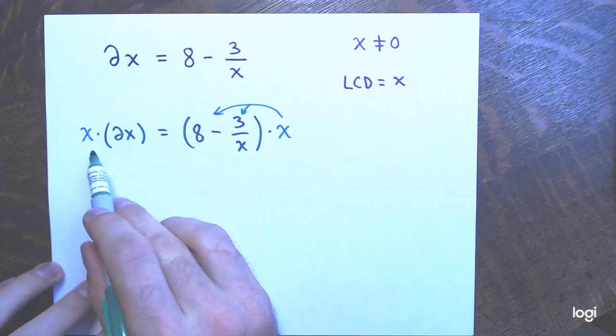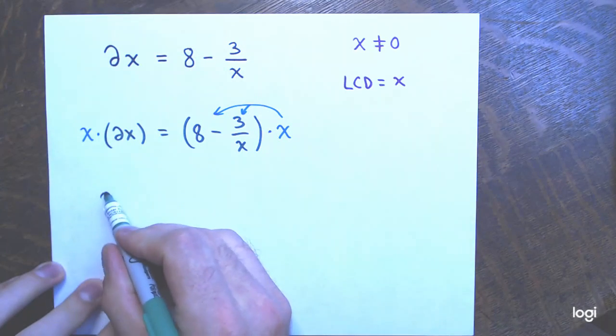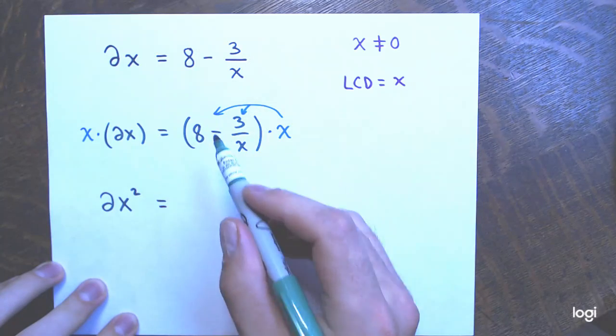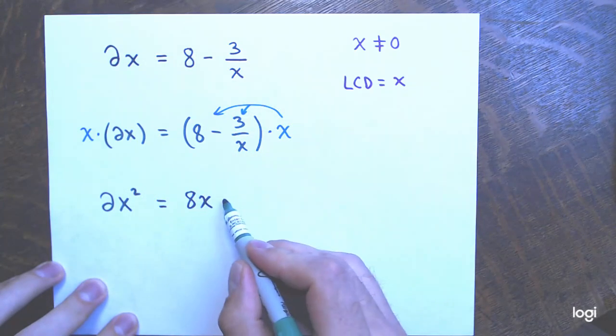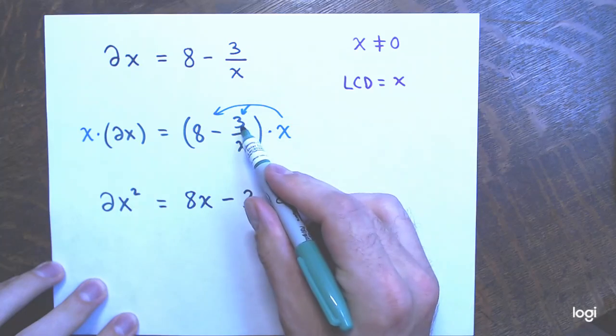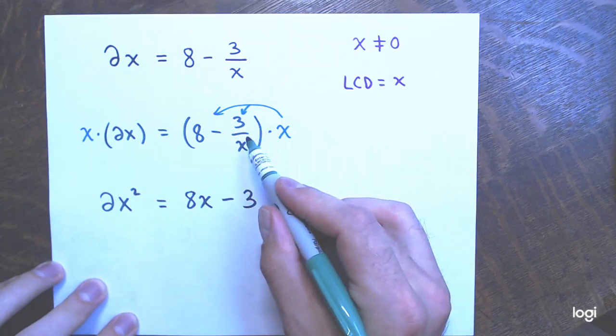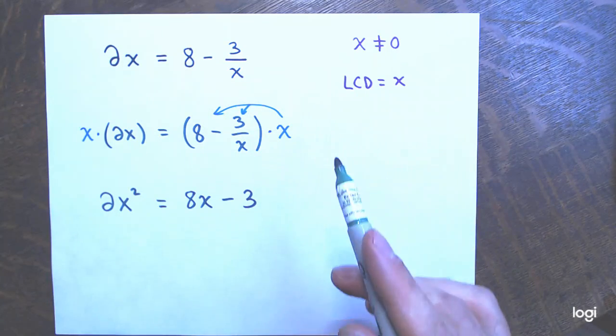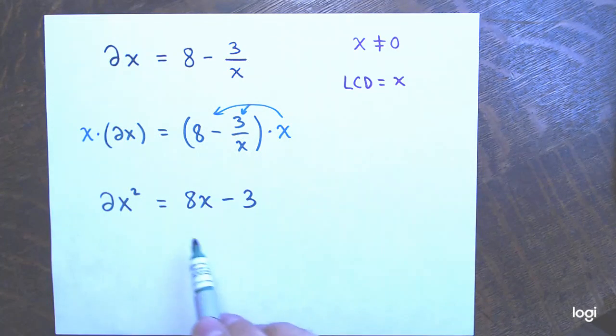Right? So on the left side, x times 2x, that's 2x squared, equals on the right side, 8 times x minus 3. Right, because again, this second term, the 3 over x, when I multiply that by x, the x's will cancel. Right, and x is not 0, so that's going to happen. Now I have a quadratic, but it's not in standard form.